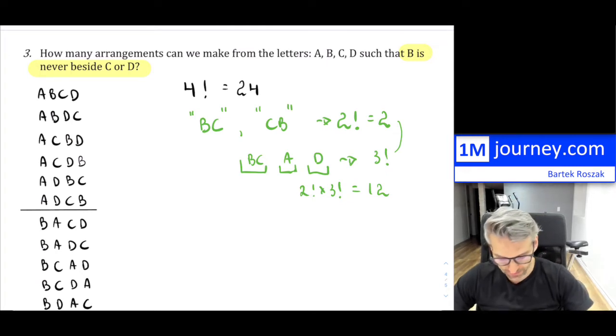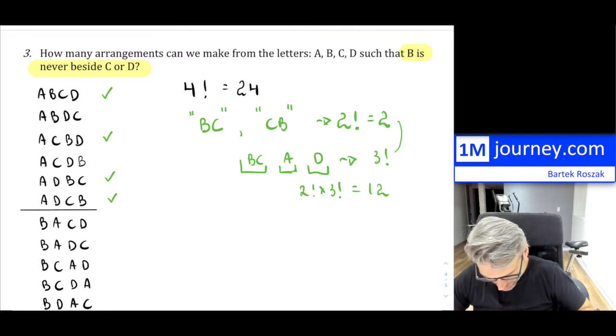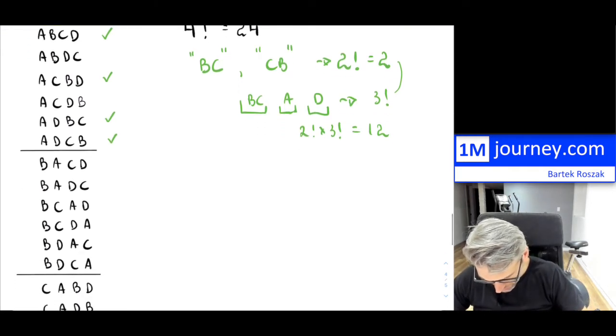So let's find them. When are B and C together? I'm going to put a check mark. So B and C is here. It's not in the second one. Okay, here it is again. So C and B, so either one or the other. It's not in that one. B and C, here again. C and B, here again. So that's 4.